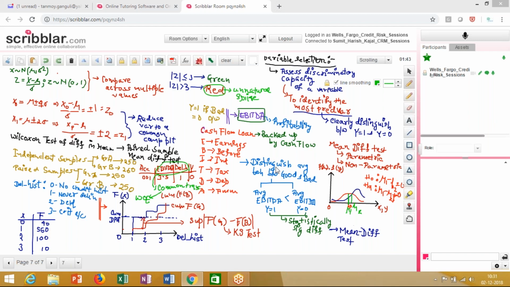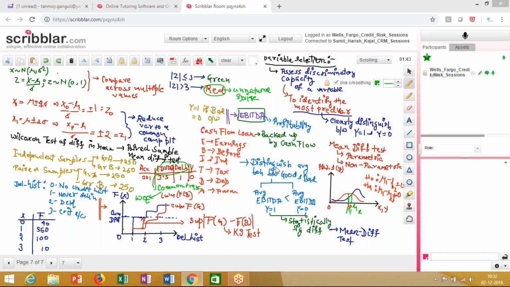Tanmay, I have one question. This is Harish here. Yeah, Harish, tell me. When we do weight of evidence transformation, there will be some loss of information, right? Right, right.